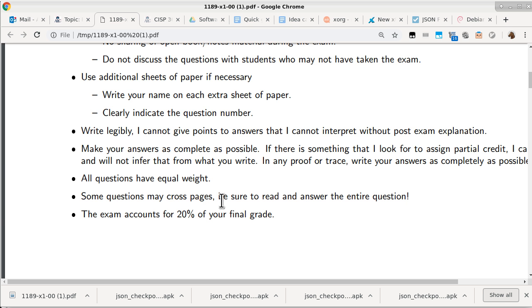Some questions may cross pages. I try to avoid that with the typesetting tool that I have. But just in case, make sure that you do not read only one half of a question if it crosses pages. The exam accounts for 20% of your final grade.